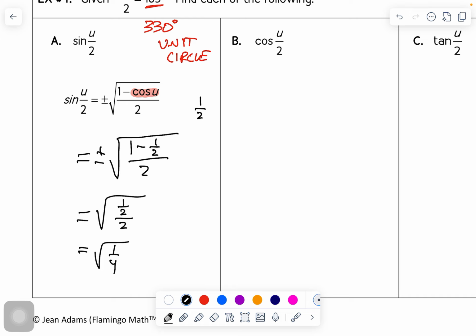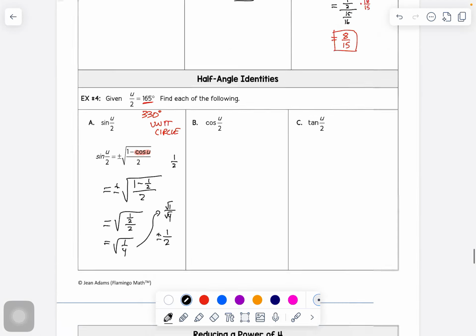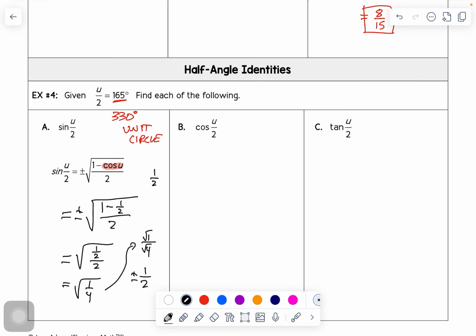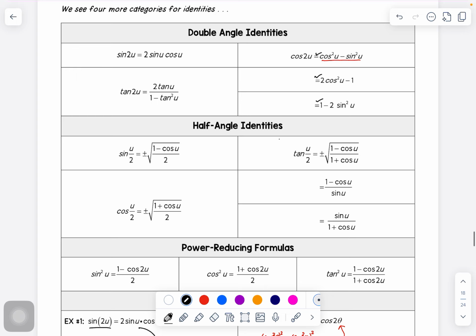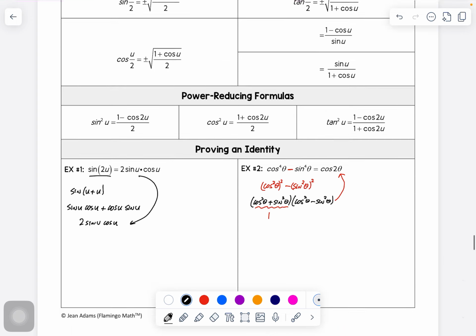Now we can simplify some of this. This actually does equal the square root of 1 over the square root of 4, or you could look at it as a whole square root as well. And we end up getting 1/2 for our answer here, plus or minus. So it's a little bit of a unique one in that sense. They don't always work out that nicely. And again, cosine and tangent half angle identities are the same. Notice that the formulas change just a little bit.